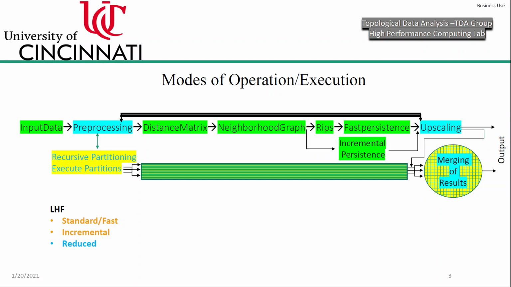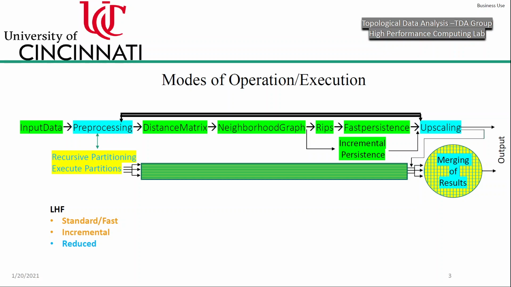Then we have the reduced mode. Reduced mode means adding two more extra steps. One is pre-processing, and the last one is upscaling, right? We use reduced mode when the point cloud or the data on which we are running persistent homology reaches the limits. For example, Ripser is the state-of-the-art program right now, and it has limits on the size of the point cloud for which it can compute persistent homology.